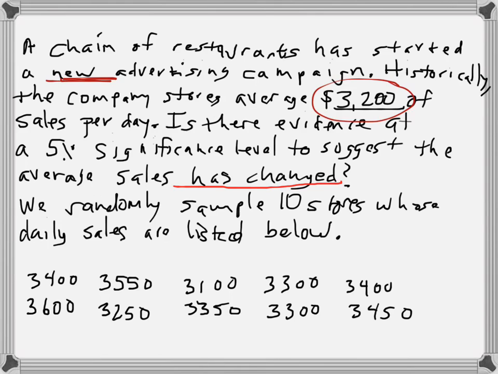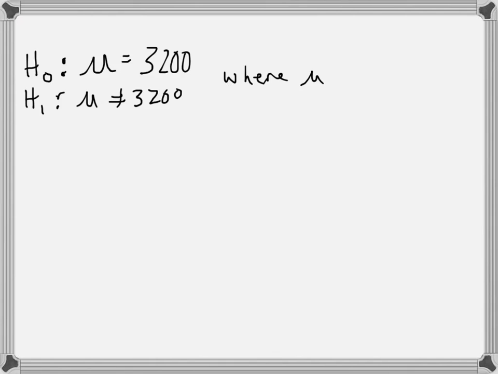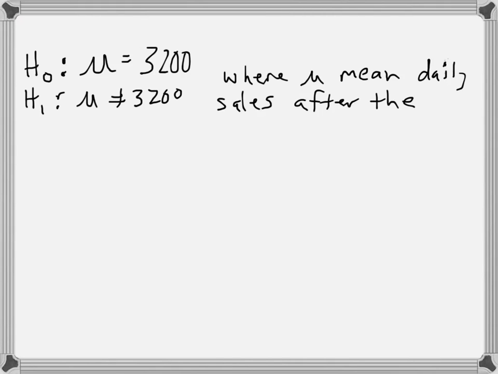Has it changed? So the variable mu here is going to represent the mean, or true average, daily sales of the restaurants after the change. Again, after the new advertising campaign, I should say. So we're trying to see, did this advertising campaign have an effect? Did it seem to have an effect?